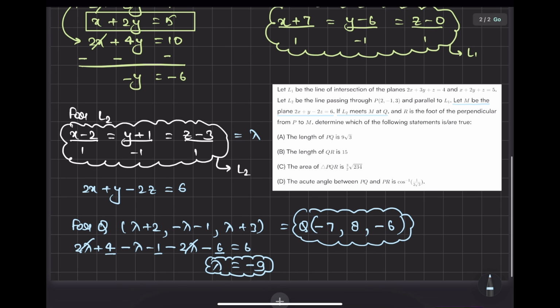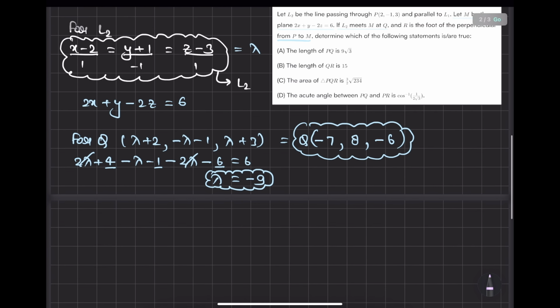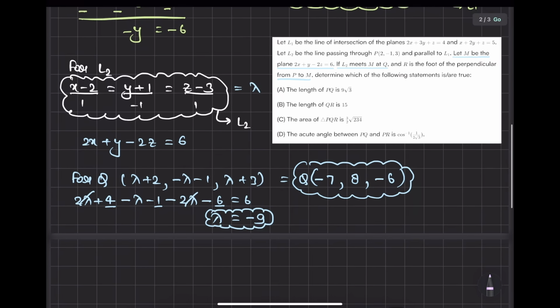Great. And R is the foot of perpendicular from P to M. So there is point R, which is the foot of perpendicular of P on M. So where is P?